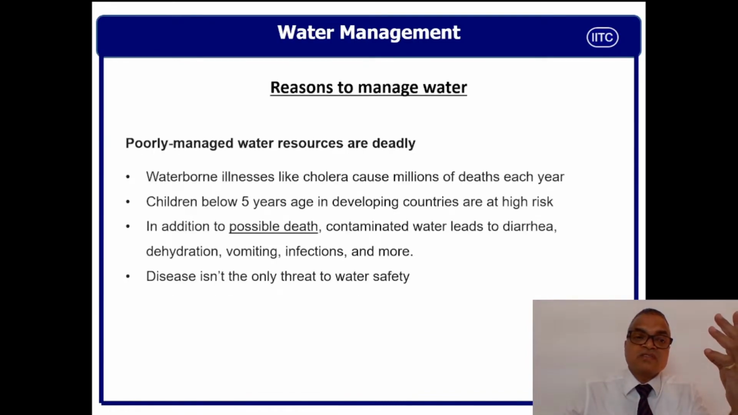Reasons to manage the water. Poorly managed water resources are deadly. That we don't need to tell you. Waterborne illnesses like cholera cause millions of deaths every year in Southwest Africa, in mid Africa.